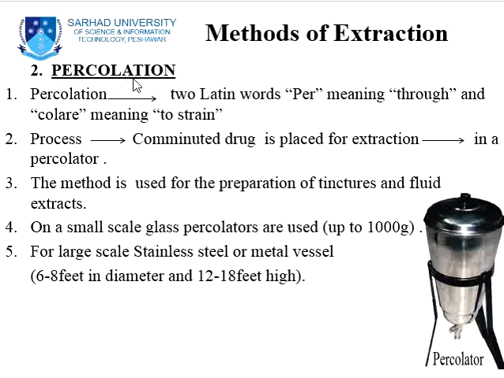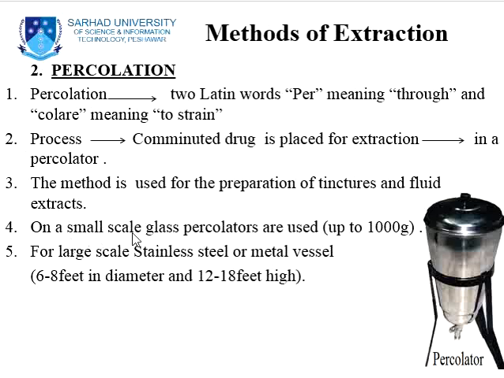The second method is percolation. Percolation is the combination of two Latin words, per, meaning through, and colere, meaning to strain. It is generally described as a process in which the comminuted drug is placed in organized form for extraction of soluble constituents by slow passage of menstruum through a column in a narrow cone-shaped container which is open at both ends, called the percolator. The percolation method is mostly used for the preparation of tinctures and fluid extracts.